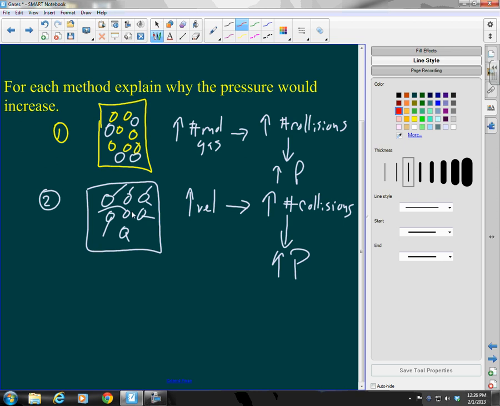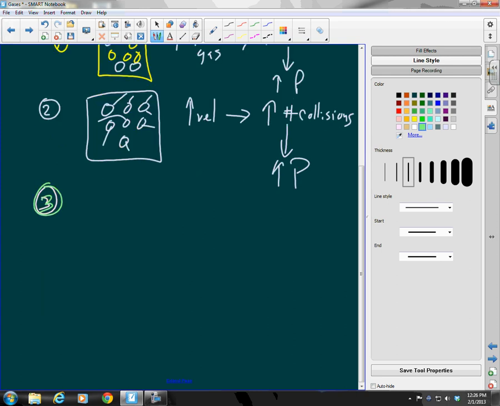Good. And what about the third possibility? Let's go with what color here? That color. 3. That looks like the same color I did before. Let's go with that color. 3. There we go. Lime green. What can we do? I start off with a container. It's got 7 molecules or moles of carbon dioxide.